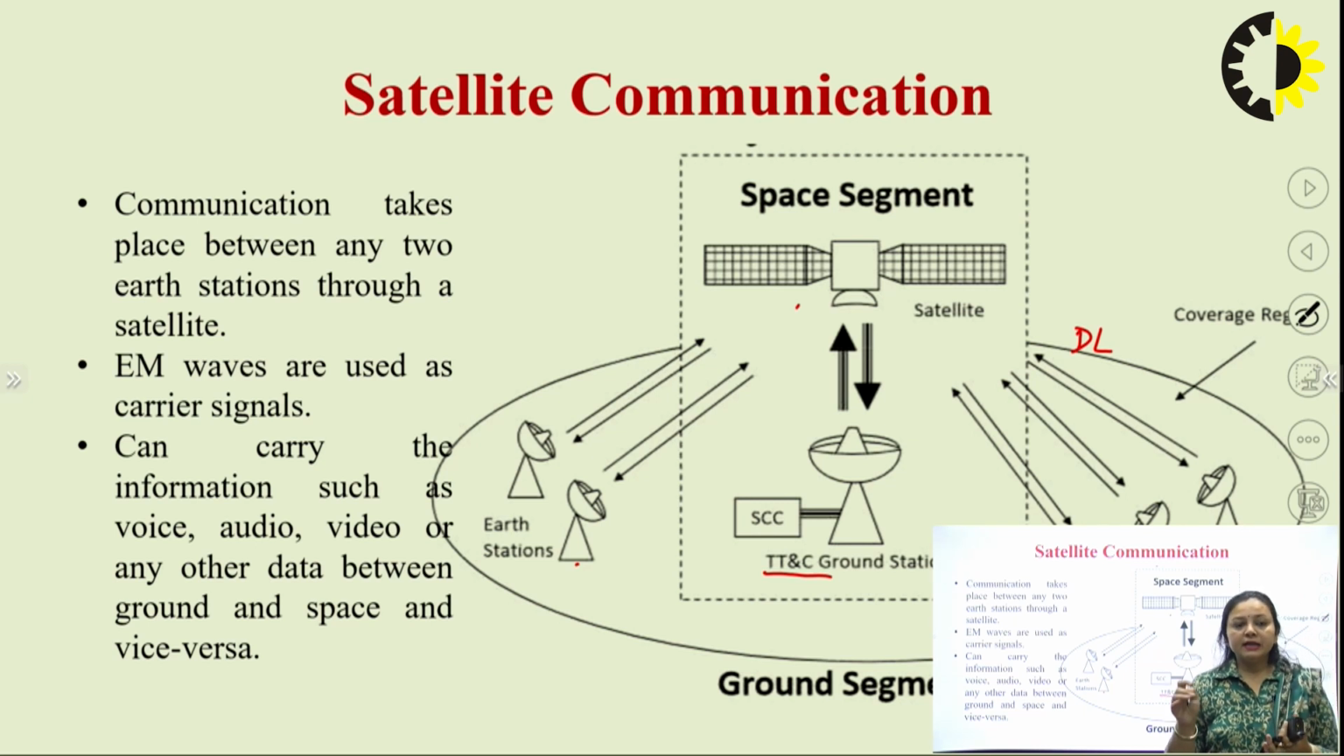So, the communication takes place between any two earth stations through a satellite, as I have mentioned in the space segment. The electromagnetic waves are used as the carrier signals. They can carry information such as voice, audio, video, or any other data between the ground and space, and vice versa.